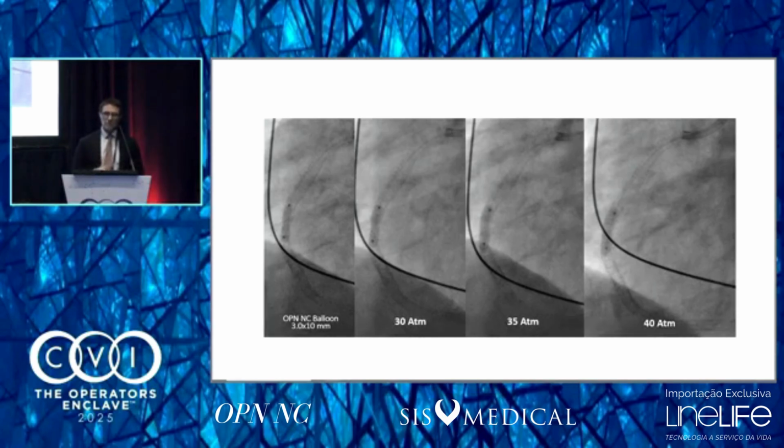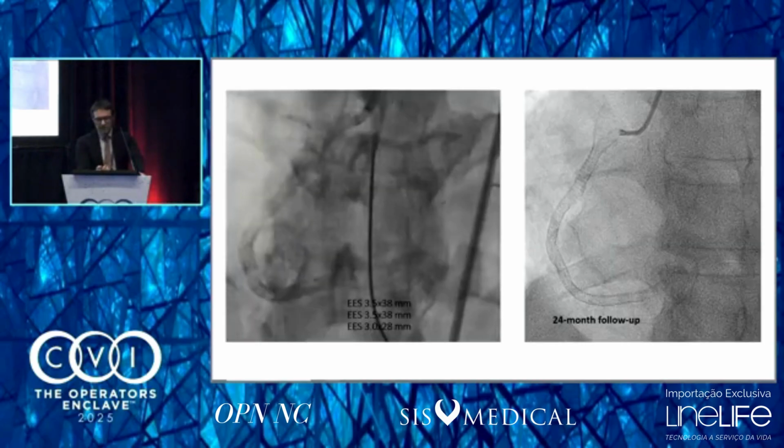And the next step is 35 atmospheres. Keep the pressure there. Deflate, check. So you check every time, every 5 atmospheres more, you check the situation continuously until 40, 45 atmospheres. This is the safe way in which we learned to use the OPN NC. But I'm open to other techniques that we can discuss later.